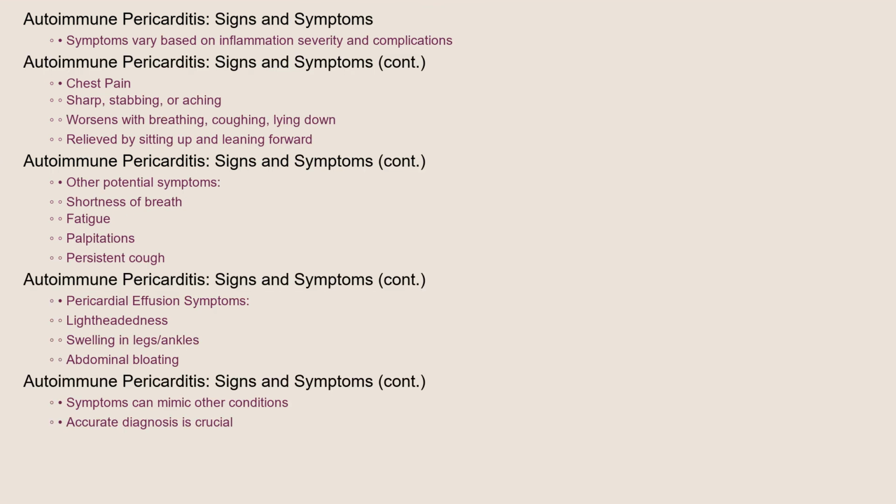population. The signs and symptoms of autoimmune pericarditis can vary depending on the severity of the inflammation and the presence of any associated complications. The most common symptom is chest pain, often described as sharp, stabbing, or aching. This pain may worsen with deep breathing, coughing, or lying down and can be relieved by sitting up and leaning forward.